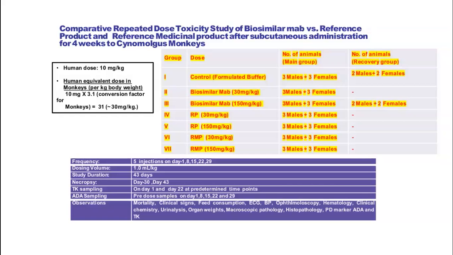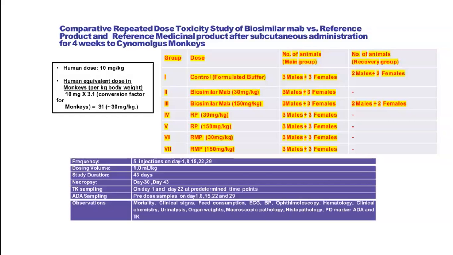Since it is subcutaneous administration, 1 ml per kg body weight we can give the dose. The total duration of the study is 43 days. Necropsy for the main group of animals will be conducted on day 13, and necropsy for the recovery groups on day 43. TK sampling on day 1 and day 22, so we can use the same animals for collecting the blood. So we can go with day 1, day 22 at predetermined time points. In between also we can take the bleeding on day 8, 15 and day 29.